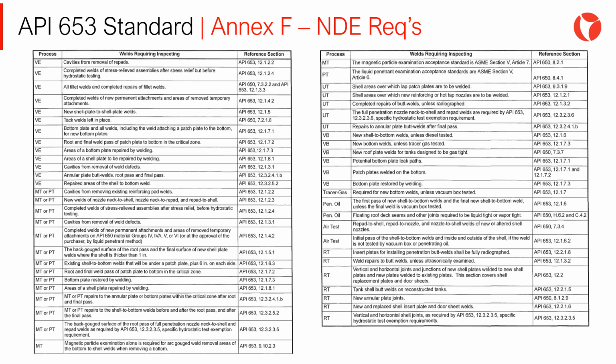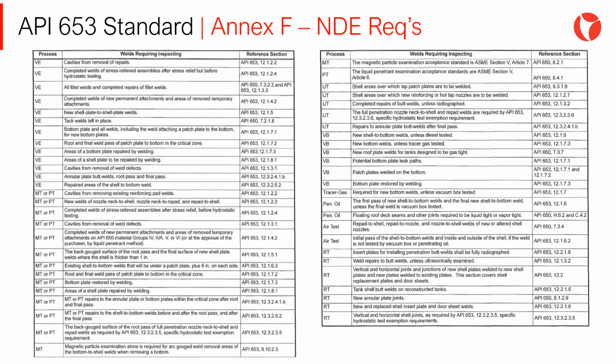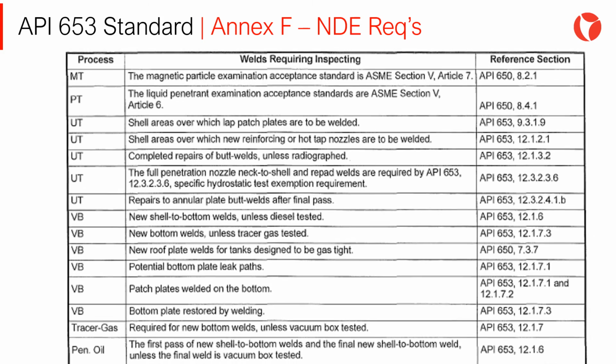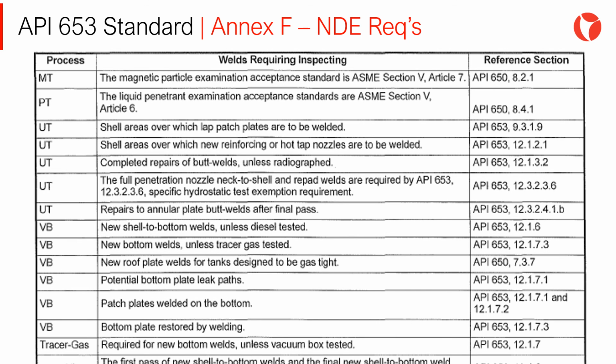In Annex F, reproduced on the screen now, the welds requiring inspecting. It is a very useful guide because the referenced sections of the API 653 are indicated in the right column. At the same time, the API 650 sections are also indicated in the right column.